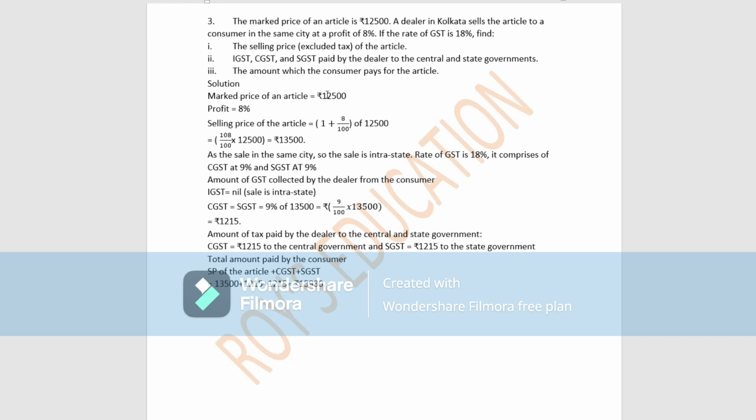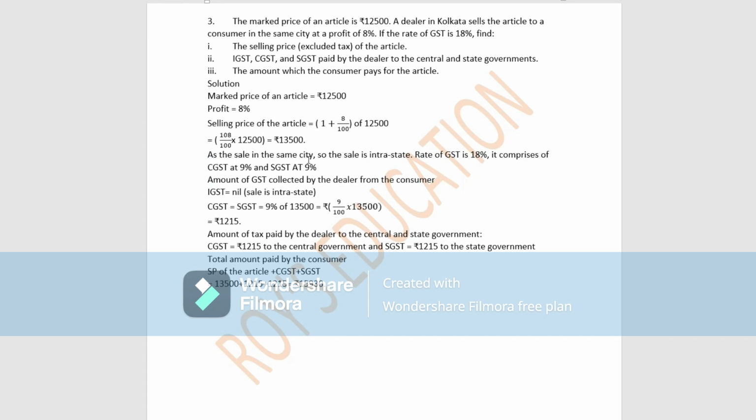Here the marked price of the article is 12,500. Profit here is 8%. GST charge is 18%. In that case, we have to find out the selling price of the article, which is 1 plus 8 by 100 of 12,500. That means 108 by 100 into 12,500, which is equal to 13,500.